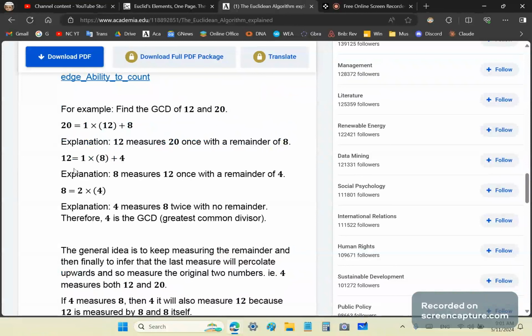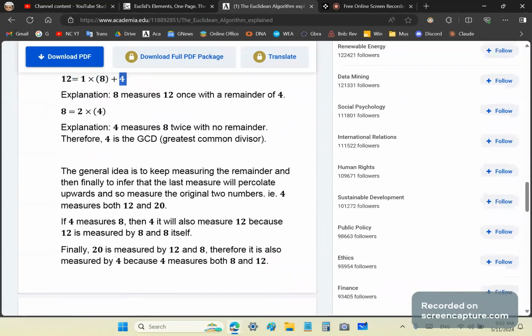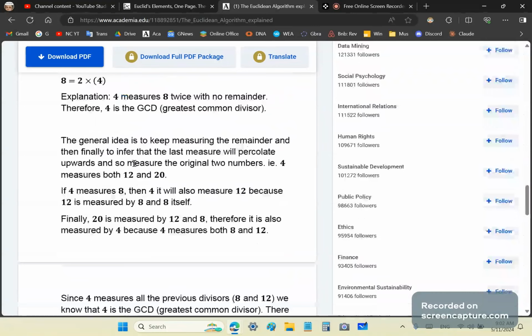So the next thing we do is we say, okay, well, does 8 measure 12? So 8 measures itself, but it doesn't measure 12 completely. It only measures it once with a remainder of 4. And finally, 8 is measured by 4, okay? So 8 is measured by 4 2 times, and therefore 4 is the greatest common divisor.